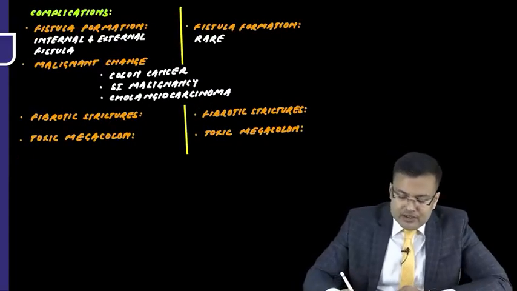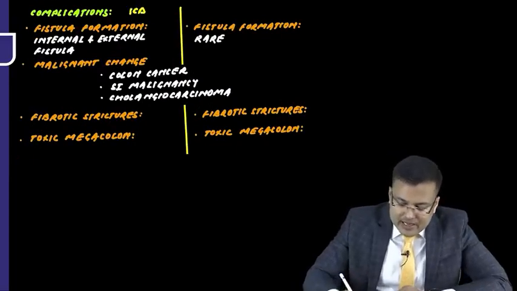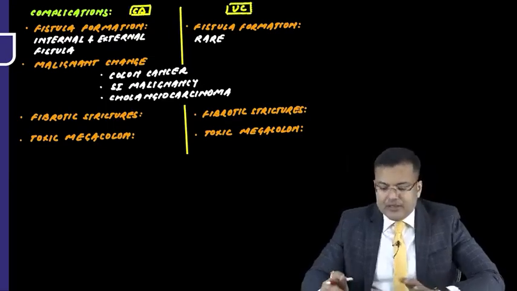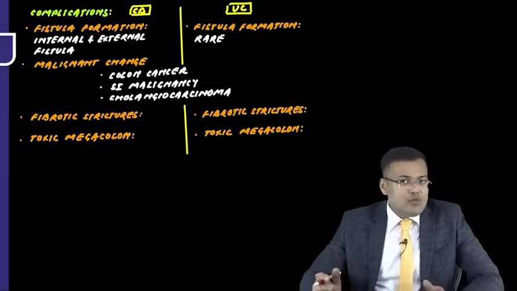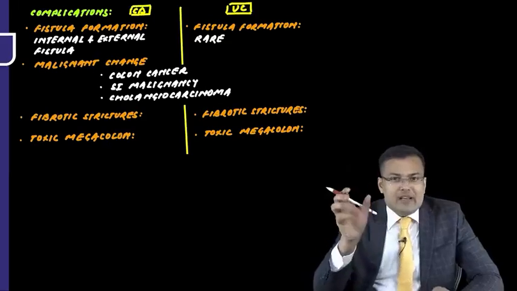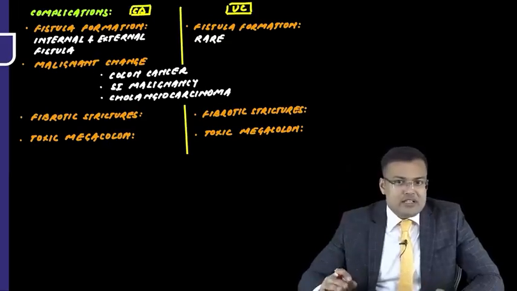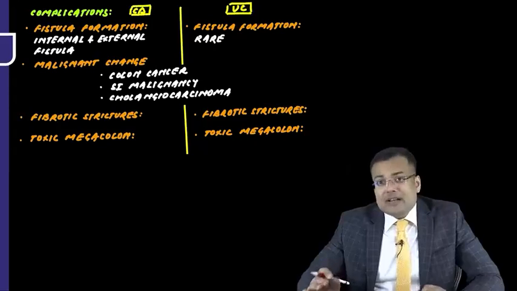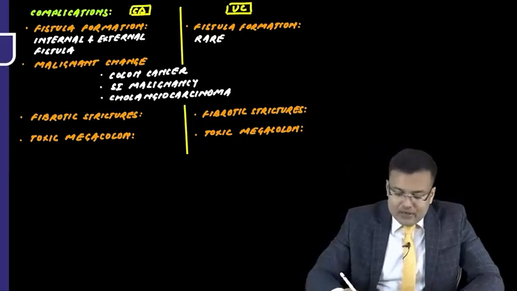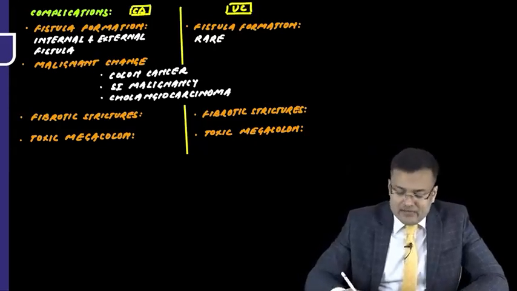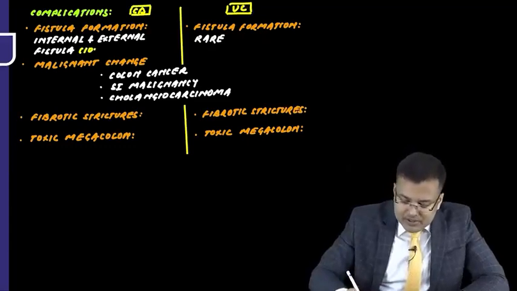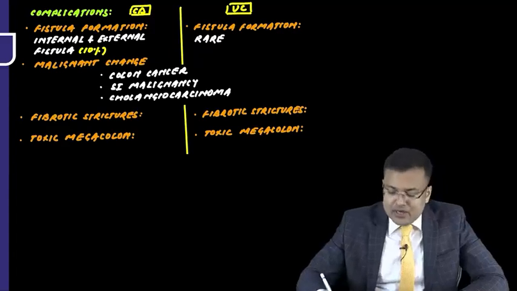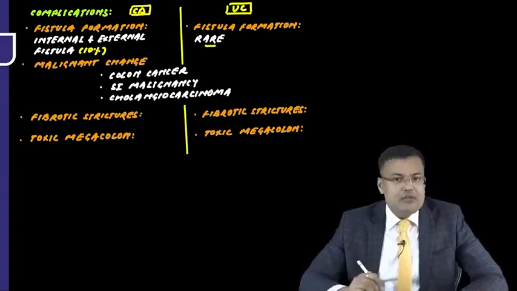Now see the complications in Crohn's disease and in ulcerative colitis. Another important point, fistula. Fistula, whether it is internal or external, is more common in Crohn's disease. Perineal involvement is also more common in Crohn's disease. But fistula is rare in ulcerative colitis. So you can see here, both external as well as internal fistula are common in Crohn's disease. It is seen in what percentage of patients? Seen in 10% of patients. But fistula is rare in ulcerative colitis.